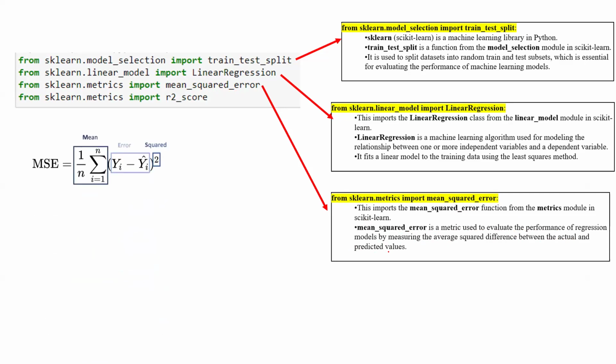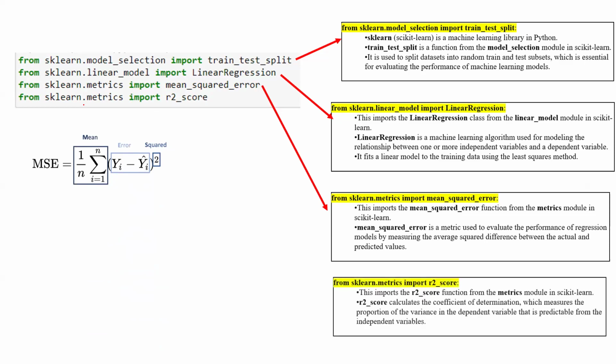You also need to import r2_score from sklearn.metrics. This line of code imports the r2_score function from the metrics module in scikit-learn. R2 score calculates the coefficient of determination, which measures the proportion of variance in the dependent variable that is predictable from the independent variable.